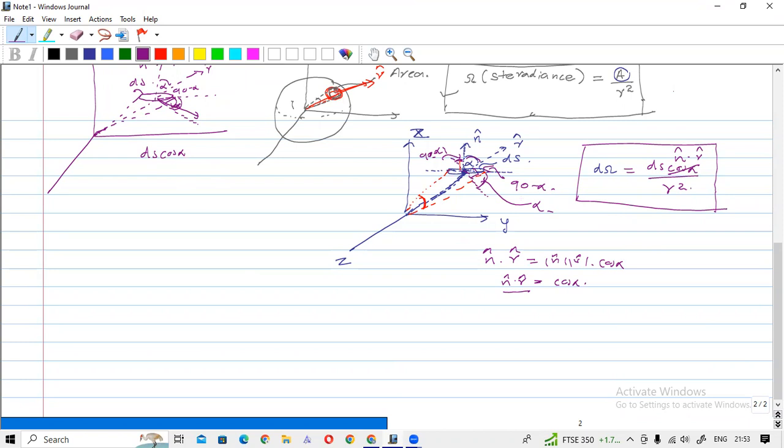Now, if you consider a sphere like this, and you consider an area here, this is a very small area dS. And this is the d omega angle, in steradians. So d omega is the angle formed by this small area.